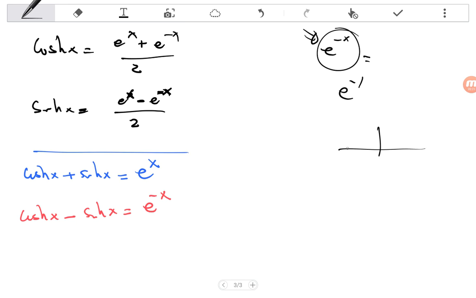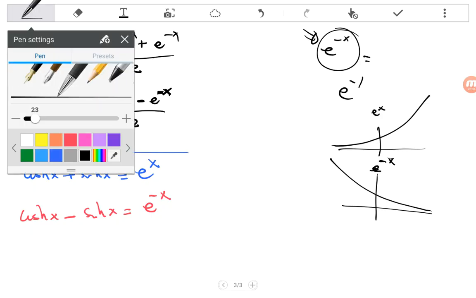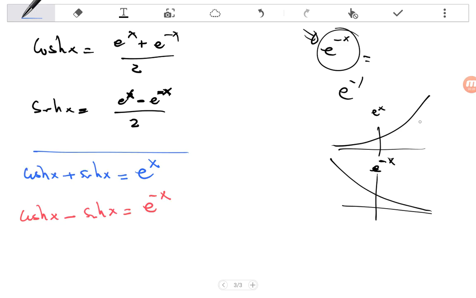Now remember that this is the graph of e power x. And so the graph of e power negative x, which would be just a reflection of that above curve, this is e power negative x. Okay, so both e power x and e power negative x have a range. What is the range of any of these two? It is just the positive numbers.